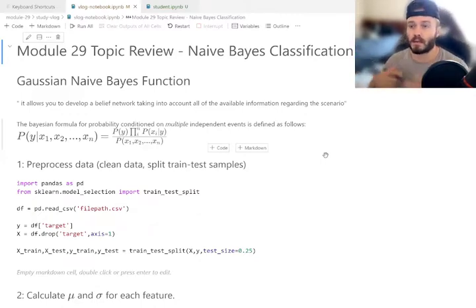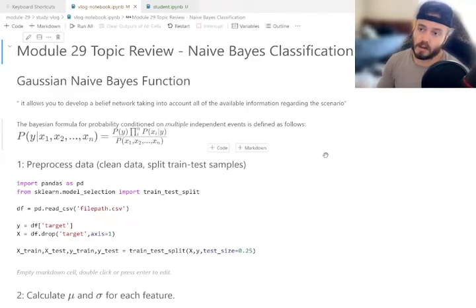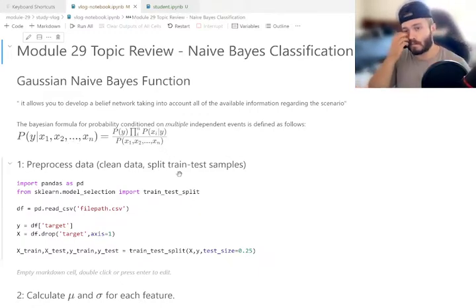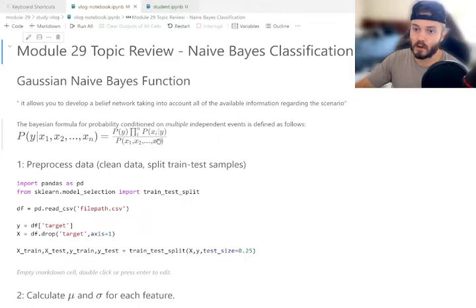And what makes it naive is that you're assuming that each one of your features, your x's, are, I think you call it, disjoint events. They're independent from one another. The conditional probability of x1 is independent from the conditional probability of x2 and x to the n and so on. So that's what makes it naive. And what makes it Bayesian is we're using Bayesian logic here, right? You can see this with the P notation, with y given and so on.